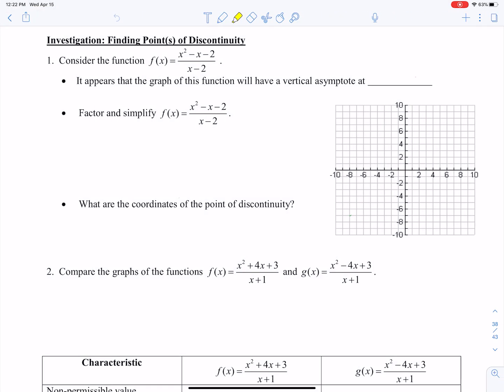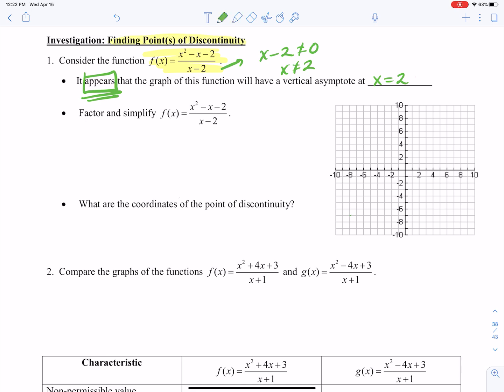So let's take a look here. Consider the function. It appears, not true, but it appears that the graph of this function will have a vertical asymptote at x equal to 2 because of the non-permissible value. But that's not true. Something different happens, and that's where we're going to talk about point of discontinuity.